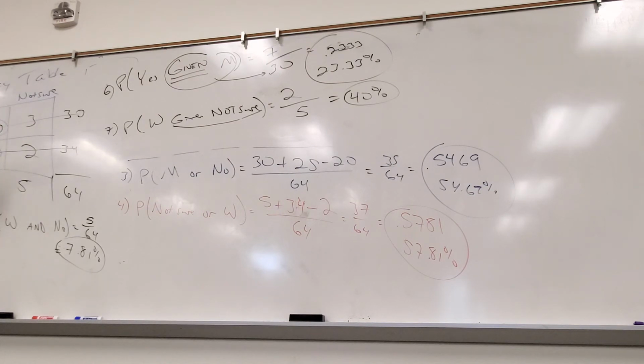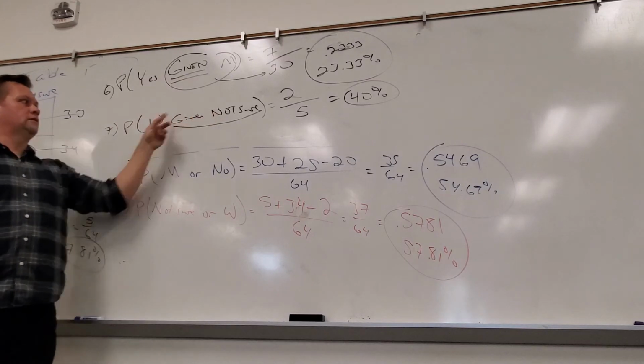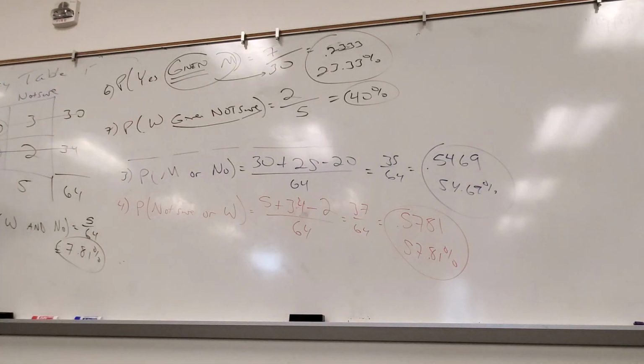Because what do I know about the person? That they said they were not sure. So who can I throw out? All these people. So how many people am I talking about now? 5. Out of those 5, how many are women? 2 out of 5. So you can actually do that. On the given, it's called a conditional probability, which kind of makes sense. On the condition that this is true, what is this probability? That's where that word comes from.